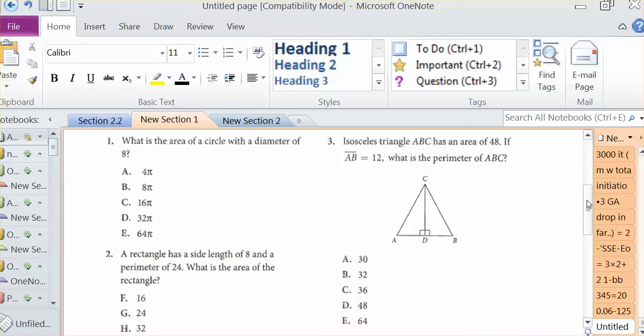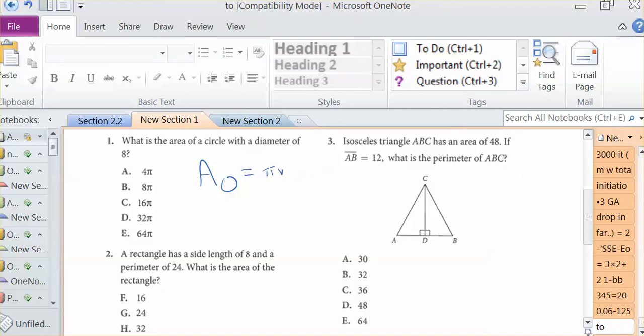What is the area of a circle with a diameter of 8? Hopefully you remember the formula for the area of a circle. The area of a circle is pi r squared. If the diameter is 8, the radius is going to be half of that, which is 4. So it's pretty straightforward. Usually that's the nature of the ACT. It has a very straightforward nature to it. So you get 16 pi. Pretty simple. Let's look at 2.